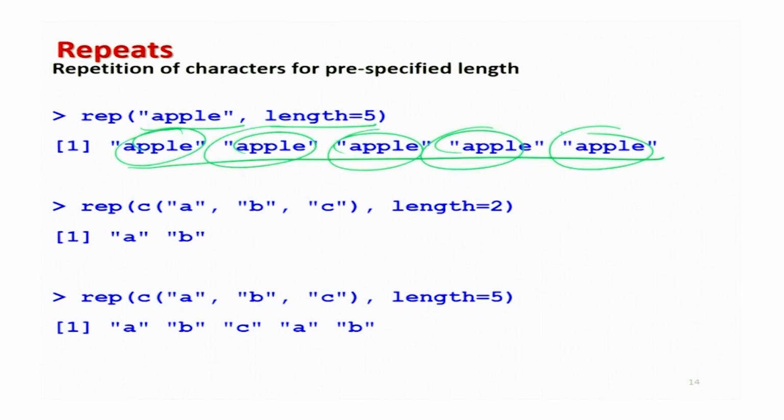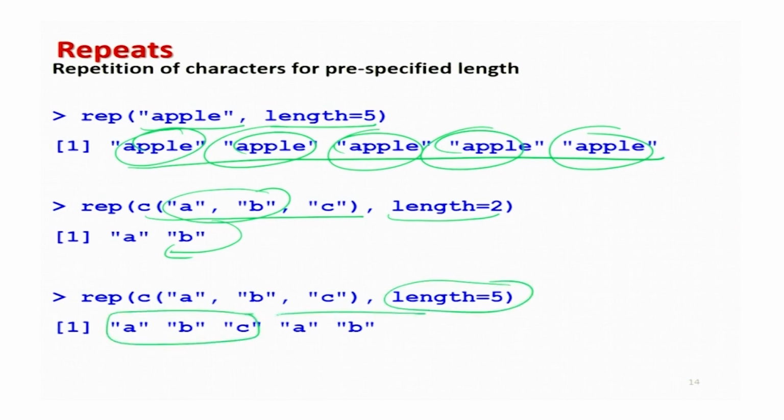Similarly, if you take a sequence of ABC, but your length is 2, only the first 2 letters, A and B, will be printed, right? And if you take length equal to 5, then ABC will be repeated, and ideally after this ABC has to be repeated again, but there is no place for the C, because your limit is that you want only 5 characters. So 1, 2, 3, 4 and 5, the process will stop at B and no C will enter here.